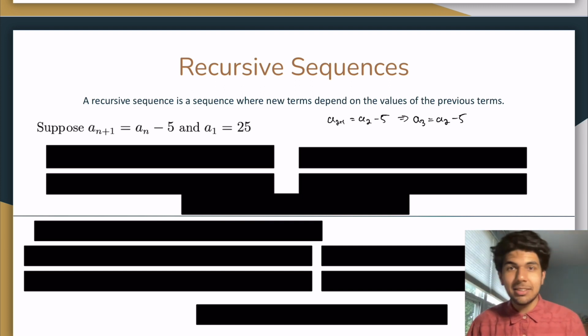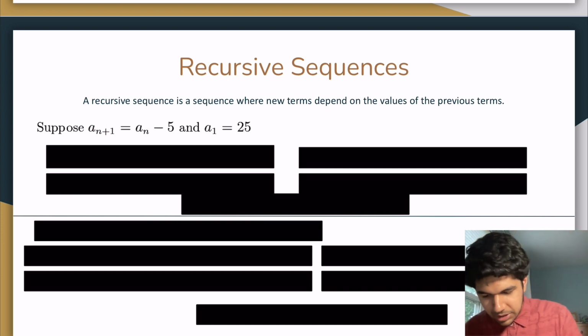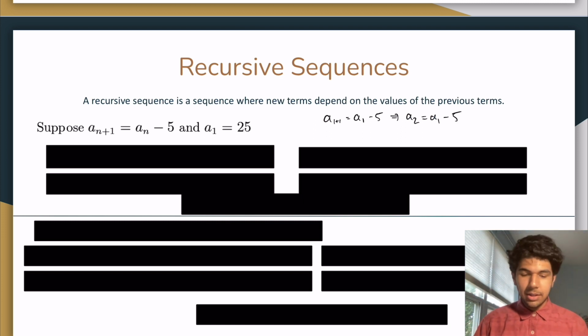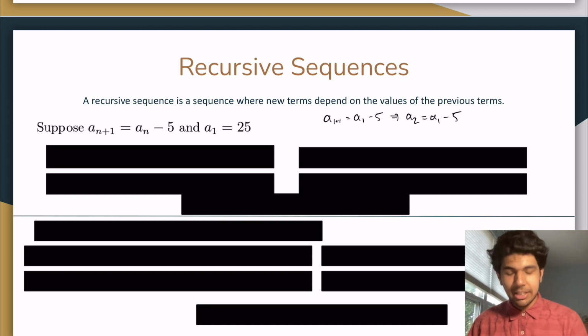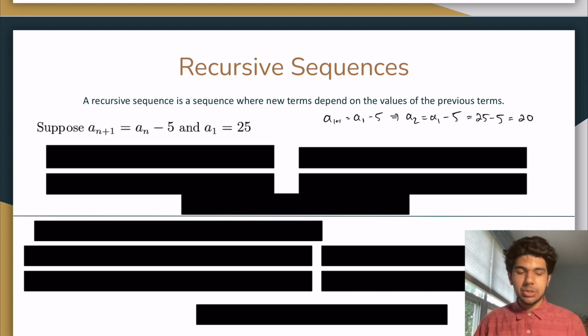So to find a sub 2, we want this term here to be a sub 2, which means n would have to be 1. When we write this out, we get a sub 1 plus 1 equals a sub 1 minus 5, or a sub 2 equals a sub 1 minus 5. Now, a sub 1 isn't a number yet, until we realize that we are given a sub 1. So a sub 1 minus 5 is equal to 25 minus 5, because we're given a sub 1 equals 25. So a sub 2 will equal 20.